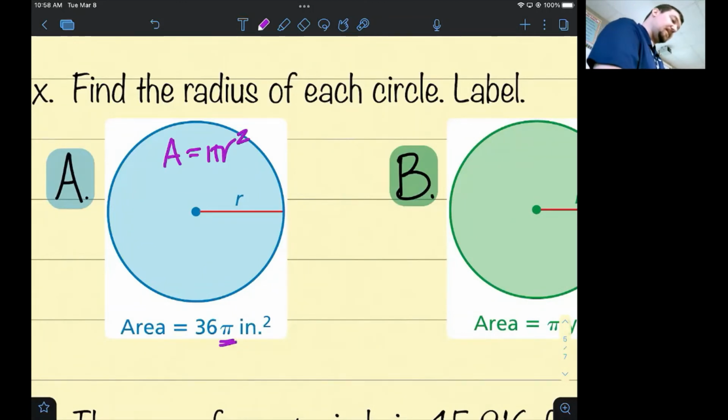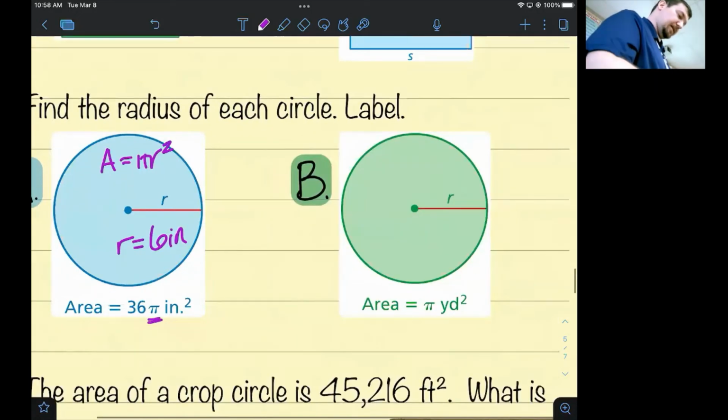Jimmy? 6. R would be 6 inches. Does that make sense? This is in terms of pi. So I'm able to identify that if 36 is being multiplied by pi, then 36 would be my r squared in this formula. And so square root 36 and you get 6.